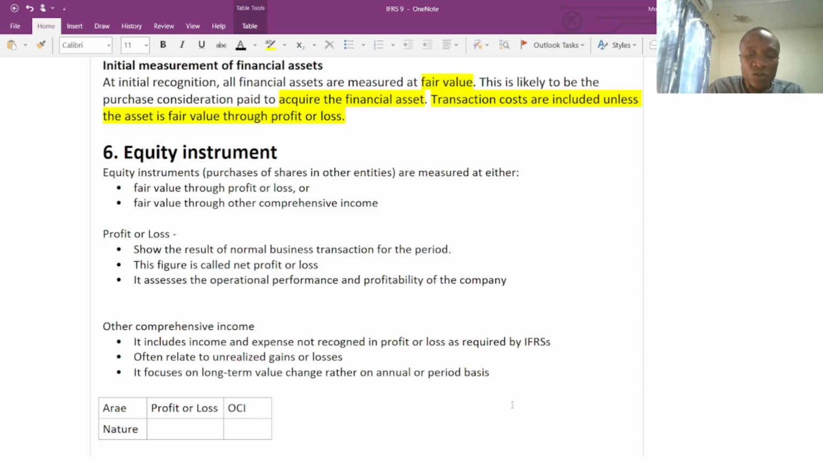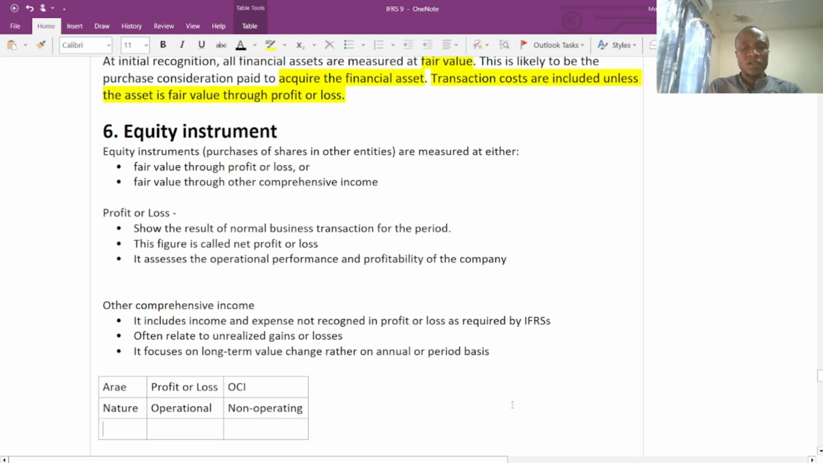By nature, the profit or loss is operational. By nature, this is non-operational. Because if we're talking about revaluation gain, the fundamental basis of existence for the company is not to revalue their property, it is to buy or sell whichever product or whichever services they are rendering, not to revalue their property to have access to the revaluation gain or the loss in the property. So basically, that's one nature, one distinction between the profit or loss and the other comprehensive income.